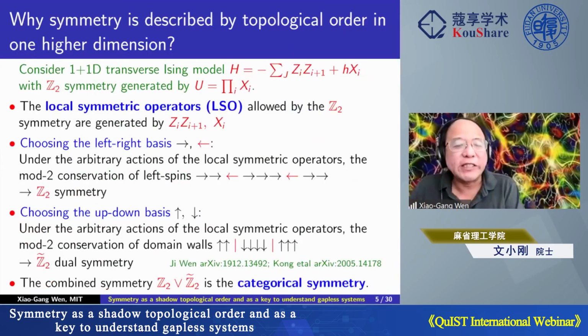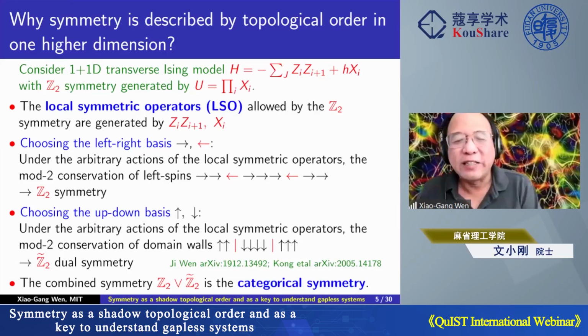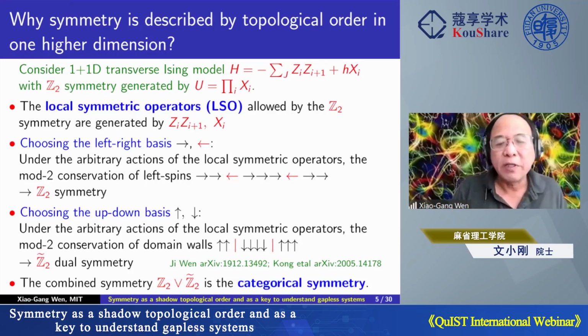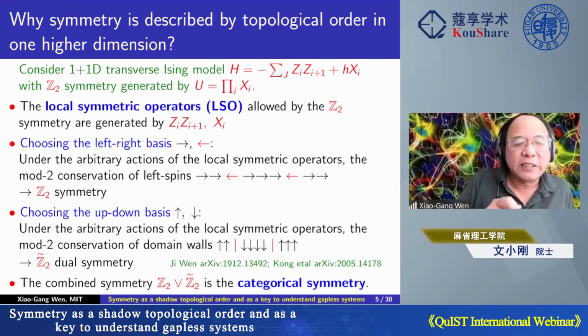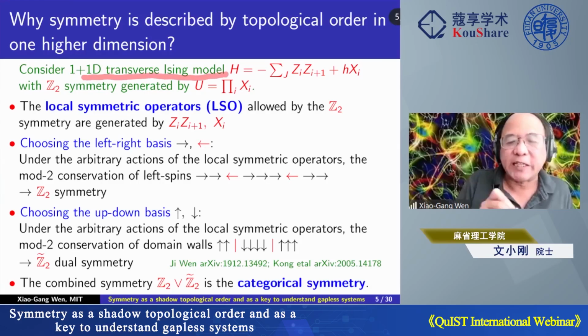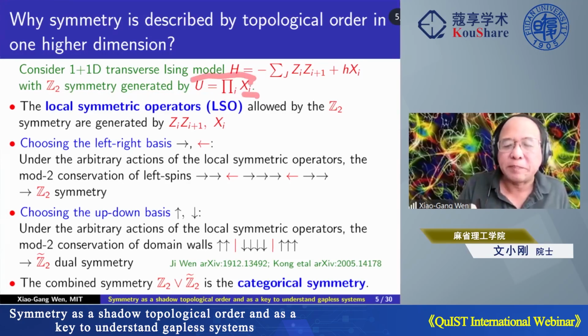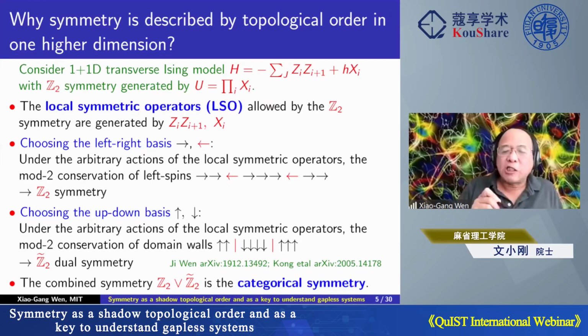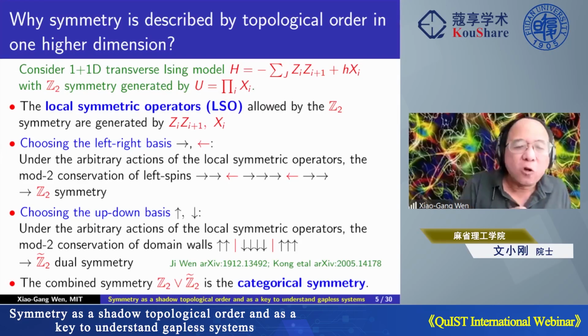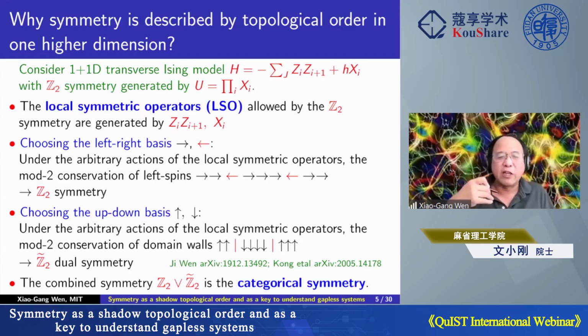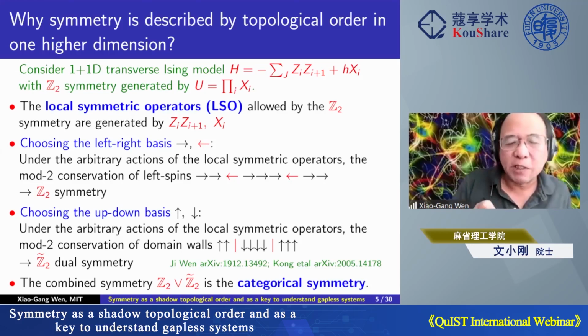Okay. So the next question is: why do symmetry and topological order in one higher dimension have any relation? These two seem like very different things. To see this connection, let's consider the 1+1 dimensional transverse Ising model, which has a Z2 symmetry generated by the spin flip. Under the spin flip, there are so-called local symmetric operators, which are generated by X and ZZ. Basically, this algebra of local symmetric operators is the most important thing, which actually determines all the physical properties of the system with the symmetry.